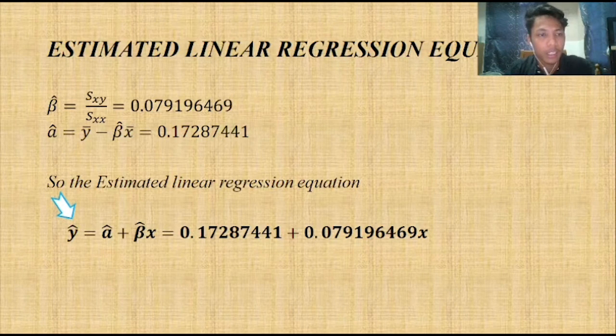For beta, we can find it by Sxy divided by Sxx, which equals 0.079196469. Alpha equals 0.1728741. So the estimated linear regression equation is y equals 0.1728741 plus 0.079196469x.